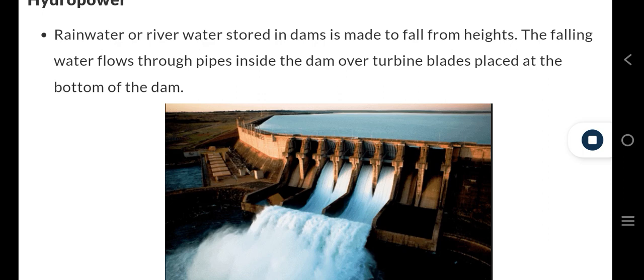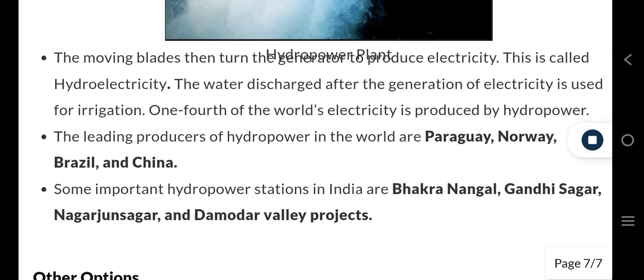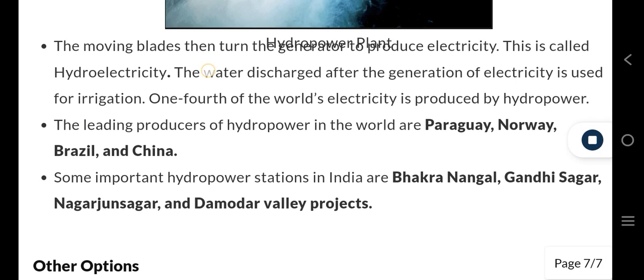Hydropower. Rainwater or river water stored in dams is made to fall from heights. The falling water flows through pipes inside the dam over turbine blades placed at the bottom of the dam. The moving blades then turn the generator to produce electricity. This is called hydroelectricity. The water discharged after the generation of electricity is used for irrigation.